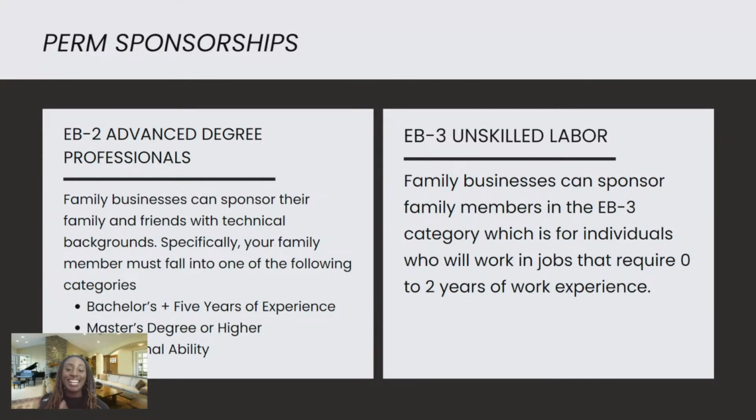The EB3 category is perfect because if you have positions within your company that require less work, or they don't require degrees or maybe no experience at all, you're able to petition and not have to worry about really measuring up that experience, doing degree evaluations, and other requirements that are typically associated with this EB2 category of the advanced degree professional.